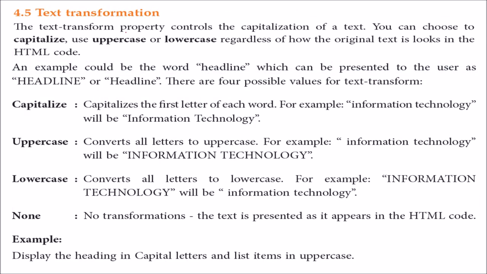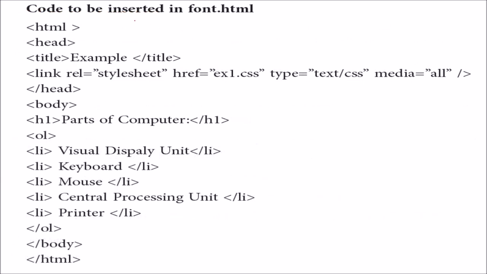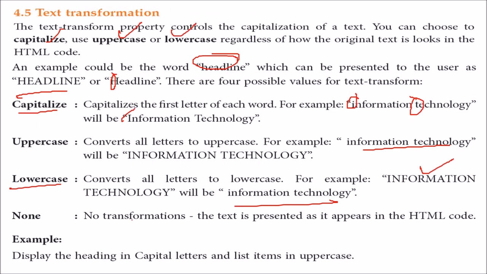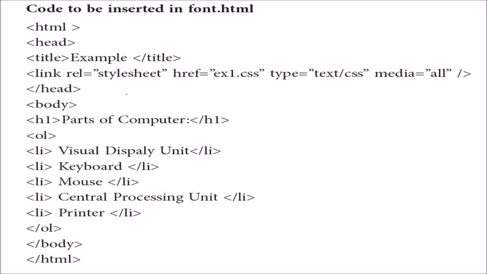Now the text transformation: you can make the text uppercase, lowercase or capitalized. How are you going to give this? Just assume a word, headline. Headline can be written all capital, or with the first letter as capital. If you want to use capitalize, you just do it, and the first letters will be capital. Uppercase means all the content will be uppercased, and lowercase means the uppercase version will become lowercase. One more thing: no transformation means the actual text will be displayed.